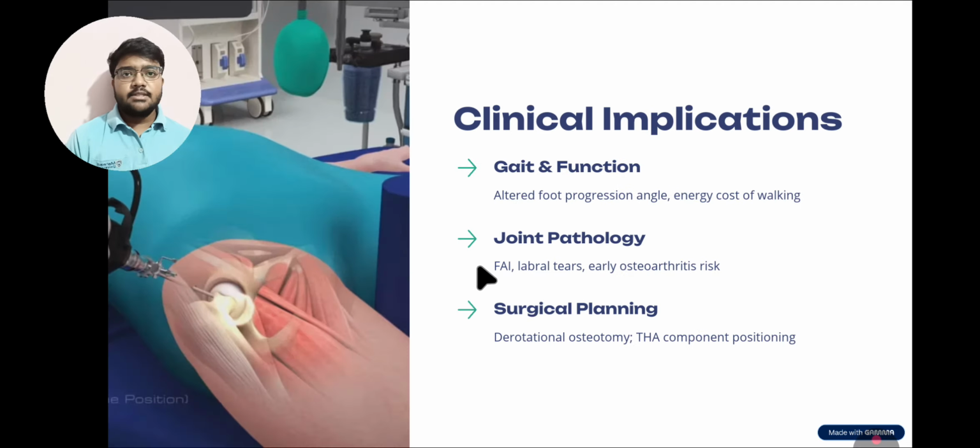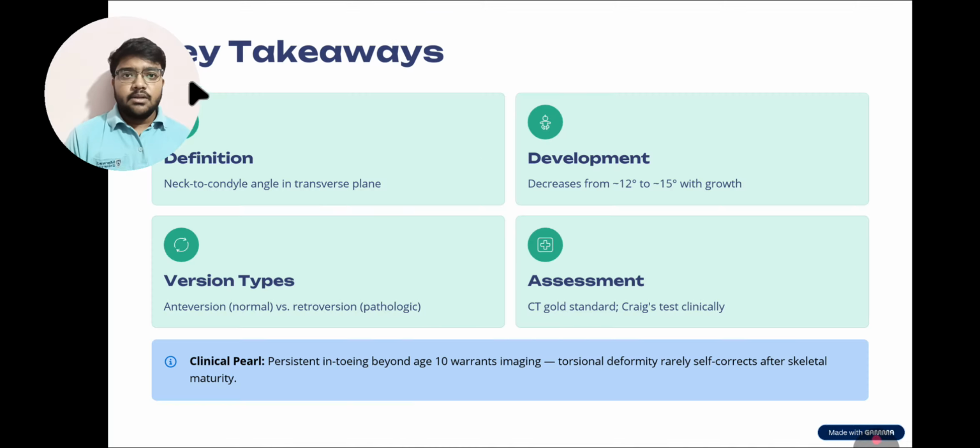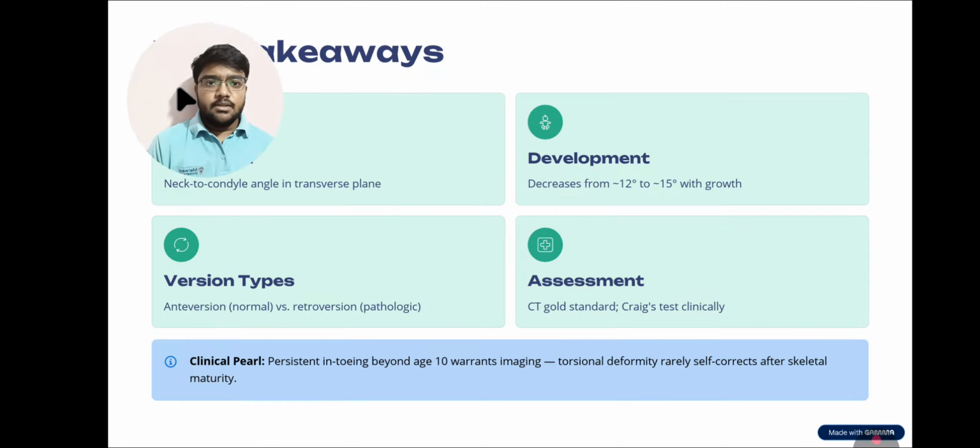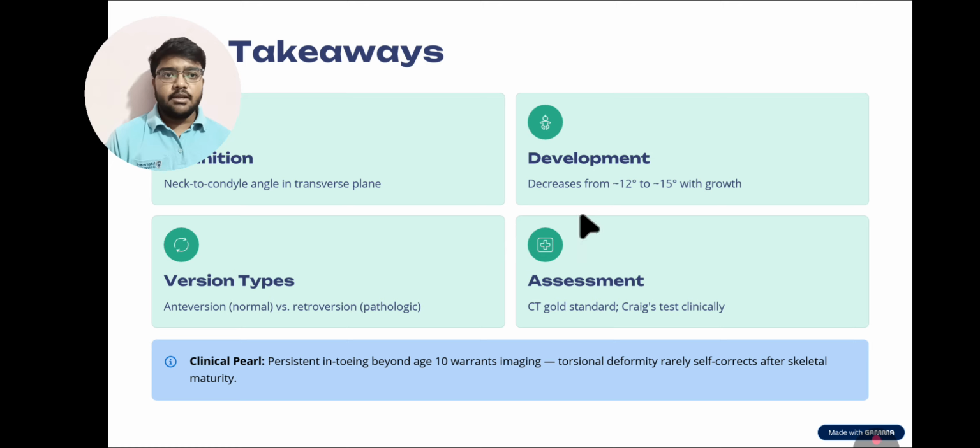Then what is the clinical significance or implication of femoral torsion? For that: gait and function, joint pathology, and surgical planning. These are the key ways it can be assessed, and thank you.